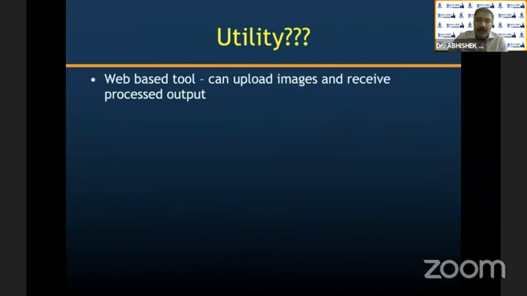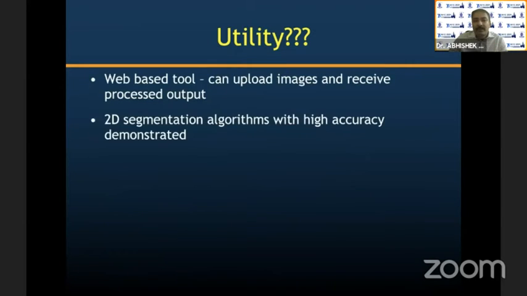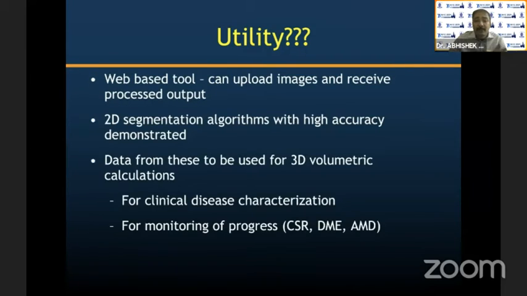Now, what is the utility? So we are going to develop this as a web-based tool, so anybody can upload their images and receive the processed output. Till now, 2D segmentation is very easily available, but now we are looking at 3D volumetric data. So when you treat a patient of, say, DME or AMD, you will get to know how much of the intraretinal fluid is reduced, how much of the subretinal fluid is reduced. Is there a particular treatment modality that works selectively on one of these components? So if you have a case that has one particular abnormality in predominance, you can use that modality.